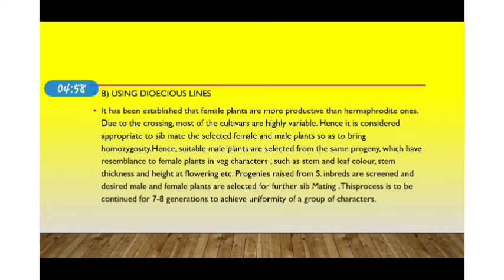Progeny is raised from inbreeds, screened, and the desired male and female plants are selected for further sib-mating. This process is to be continued for 7 to 8 generations to achieve uniformity of the group of characters.